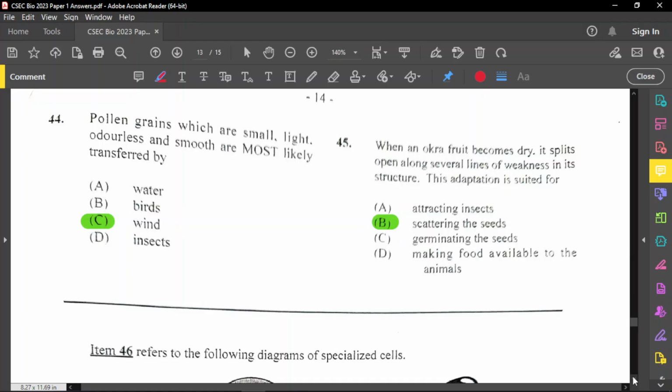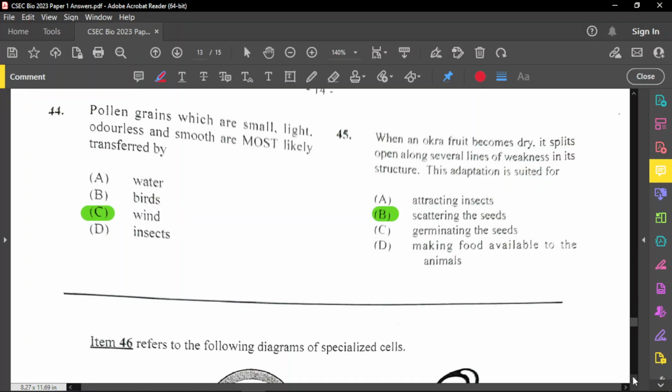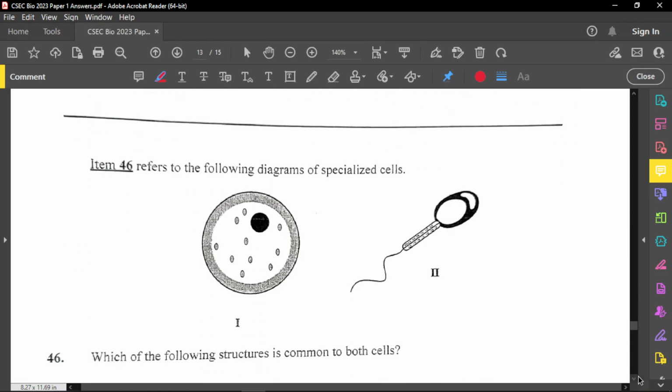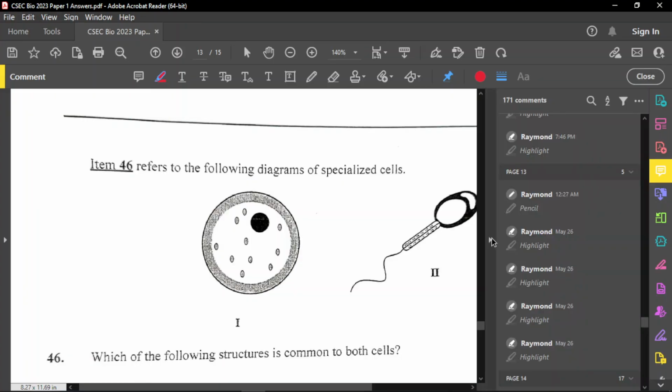Dispersal of the seed and scattering of the seed is the same thing. So seeds can be scattered. That's the main reason why they do that. And that's an example of what they call explosion. All right, so item 46.